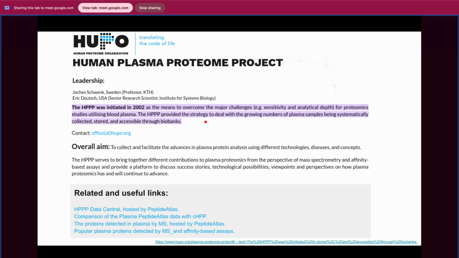This was initiated so that we can deal with these challenges, and we will be specific, and the data will also be sensitive because it will be obtained from the plasma. That's why it will be systematically collected and stored and accessible through biobanks. And its ultimate aim was to collect and facilitate the advances in plasma protein analysis using different technologies, diseases, and concepts.